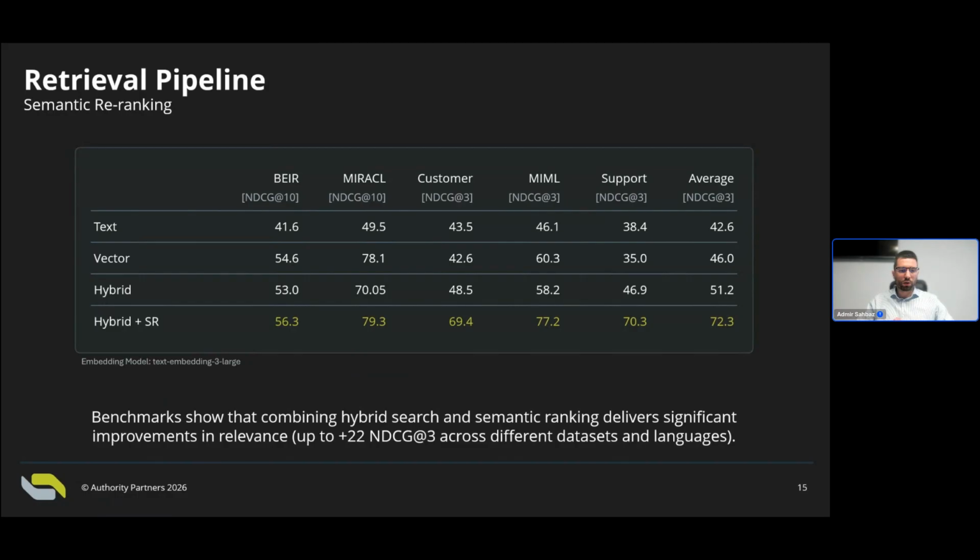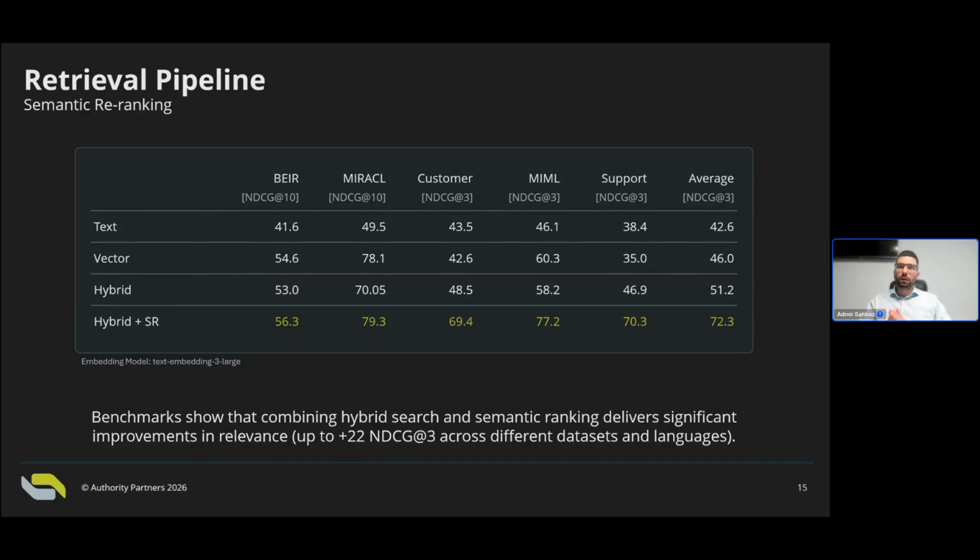Benchmarks actually show that combining hybrid search with semantic ranking delivers significant improvements in terms of retrieval quality and ranking metrics, even going up to 22 points on the NDCG top 3 metric, which is quite something, right? It's quite significant. Benchmarks are run across different data sets, different languages, and so on. These are actually Microsoft public benchmarks. You can find them online as well.